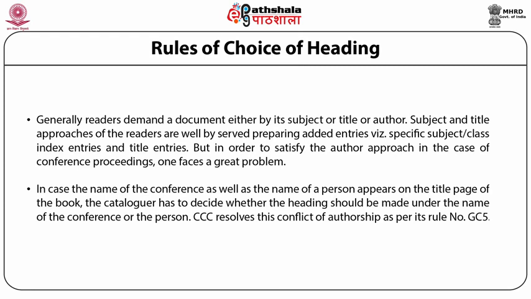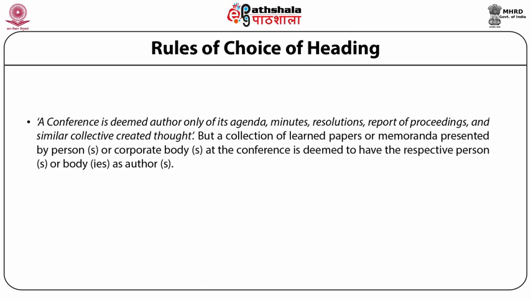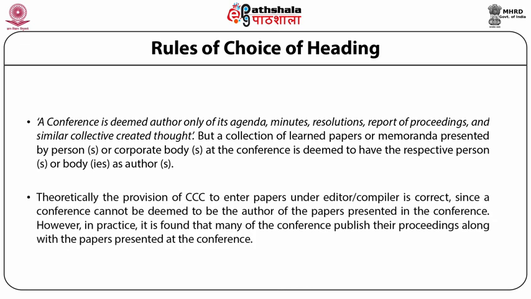CCC resolves the conflict of authorship as per its rule number GC5. A conference is deemed author only if its agenda, minutes, resolutions, report of proceedings, and similar collective created thought. But a collection of learned papers or memoranda presented by a person or persons or corporate body or bodies at the conference is deemed to have the respective person or persons or body or bodies as authors. Theoretically, the provision of CCC to enter papers under editor or compiler is correct, since a conference cannot be deemed to be the author of the papers presented in the conference.